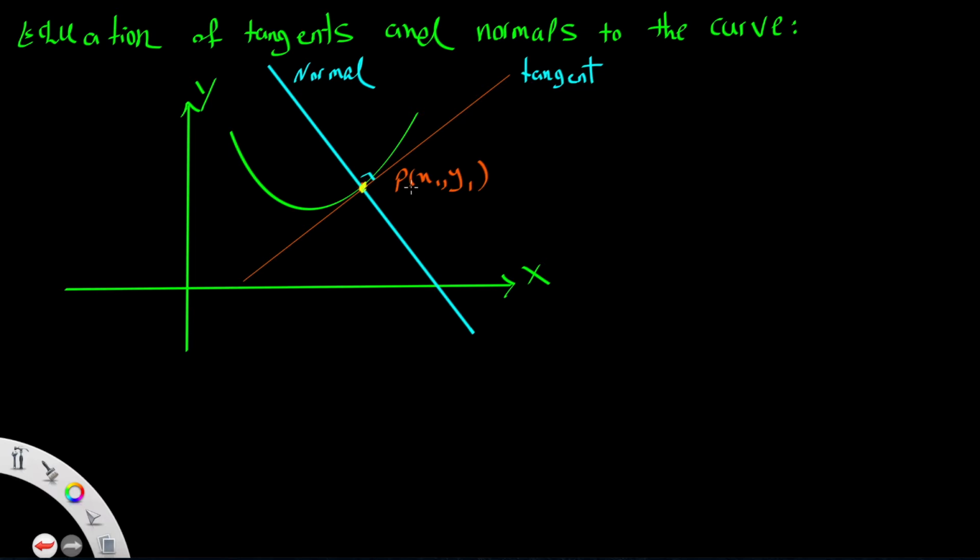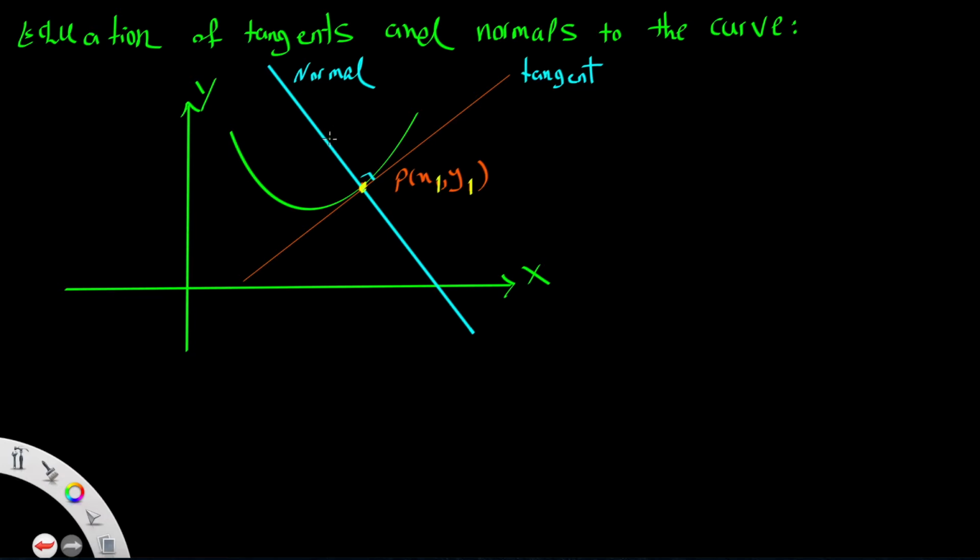Now consider this point P with coordinates x1 and y1. We know that a tangent is a straight line which just touches the curve at the given point, and it has just one point of contact with the curve. As you see, the diagram clearly shows that this tangent just touches the curve at point P.